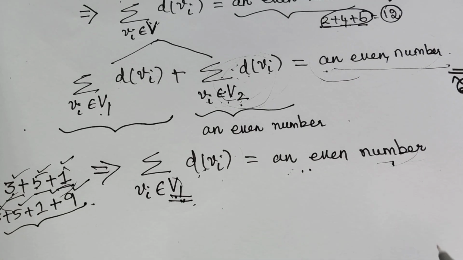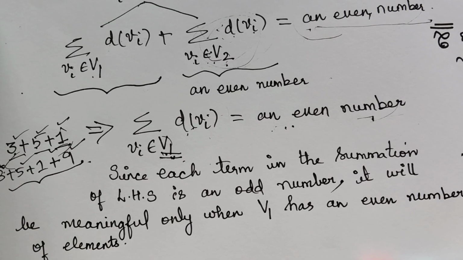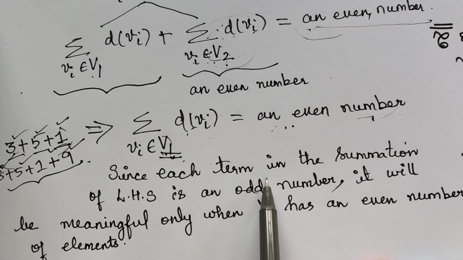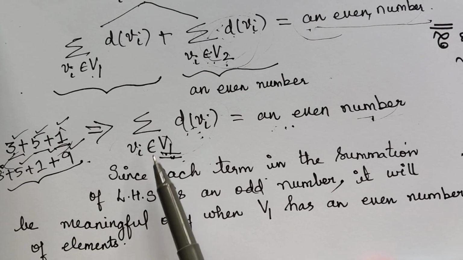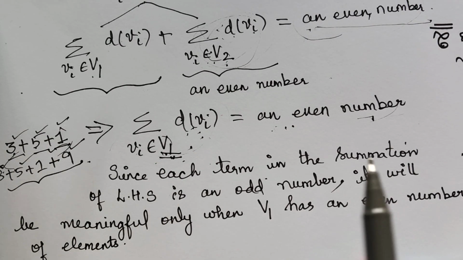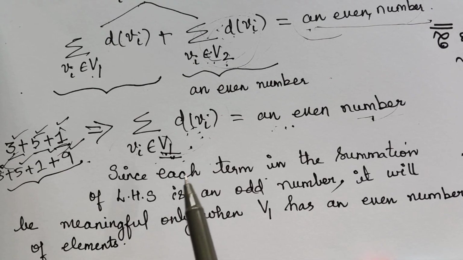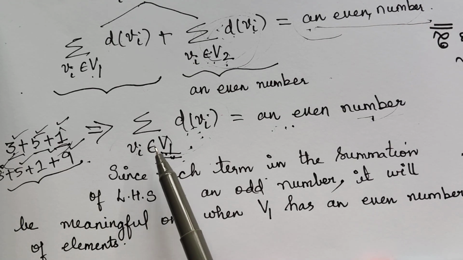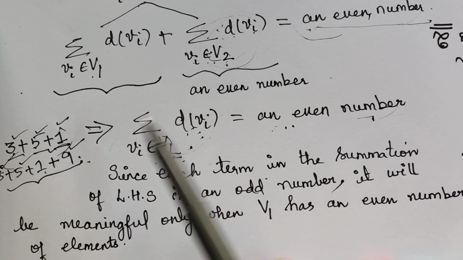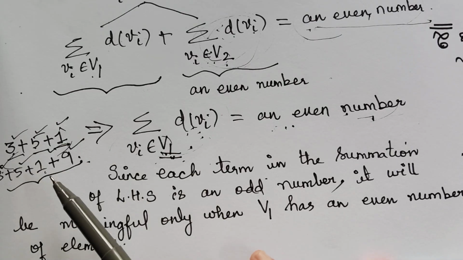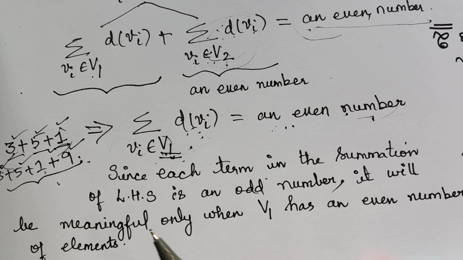So, I will write that in words here. You will understand it. So I have written here, since each term in the summation on the left hand side is an odd number, because they are odd degree vertices, it will be meaningful only when the number of vertices is even. Because if you have odd degree and an even number of vertices only, you will get an even number.